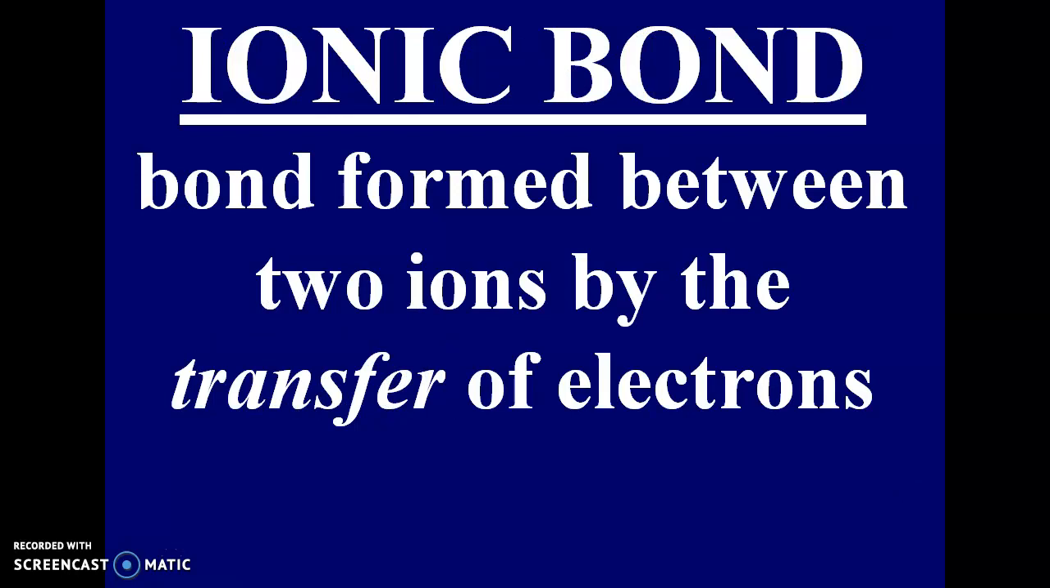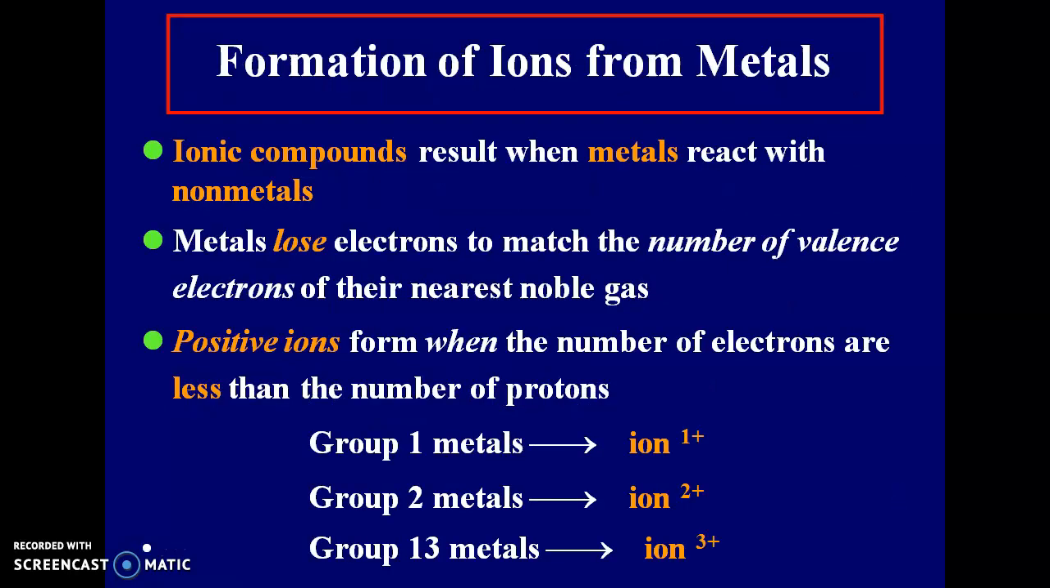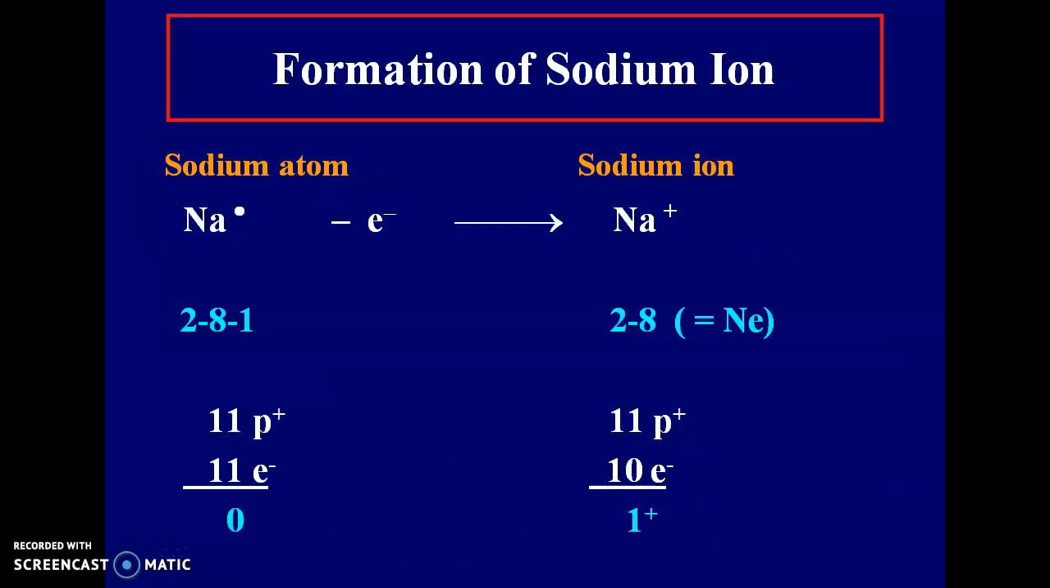An ionic bond is formed between two ions by the transfer of electrons. In this process, electrons are transferred from one atom to another atom. That means one should be a metal and the second should be a non-metal. Generally, a metal has a tendency to donate electrons and a non-metal has a tendency to accept electrons.